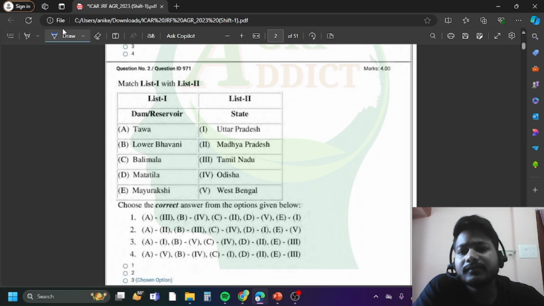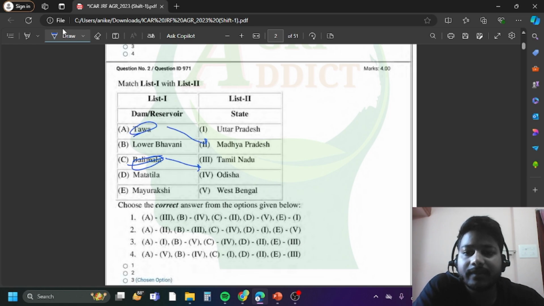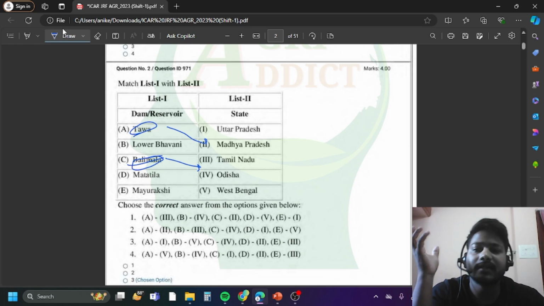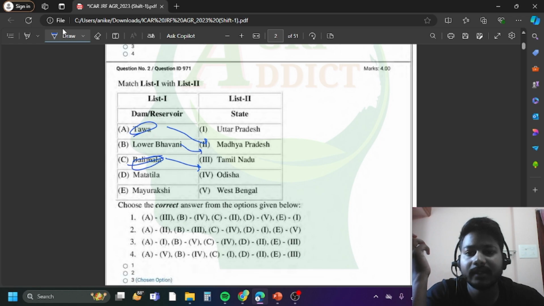You might know that Balimela is a dam located in Odisha. Tawa is located in Madhya Pradesh. Lower Bhavani sounds like South, so Bhavani is Tamil Nadu. Matatila is located in Uttar Pradesh, and Maithon in West Bengal. So this is the answer.